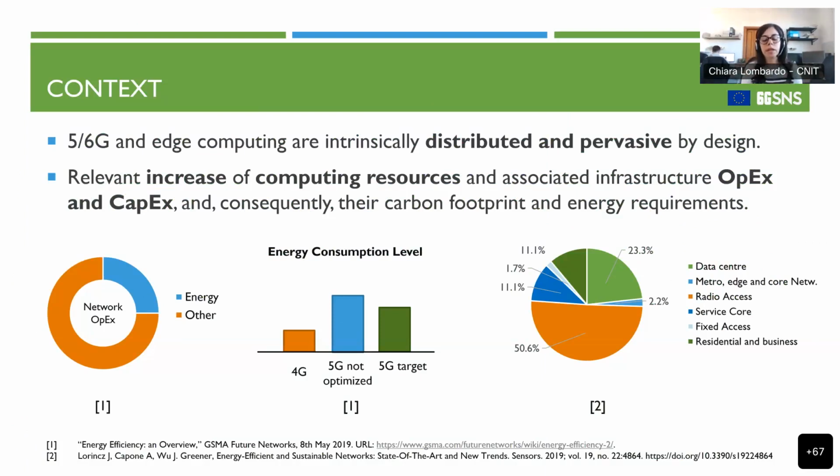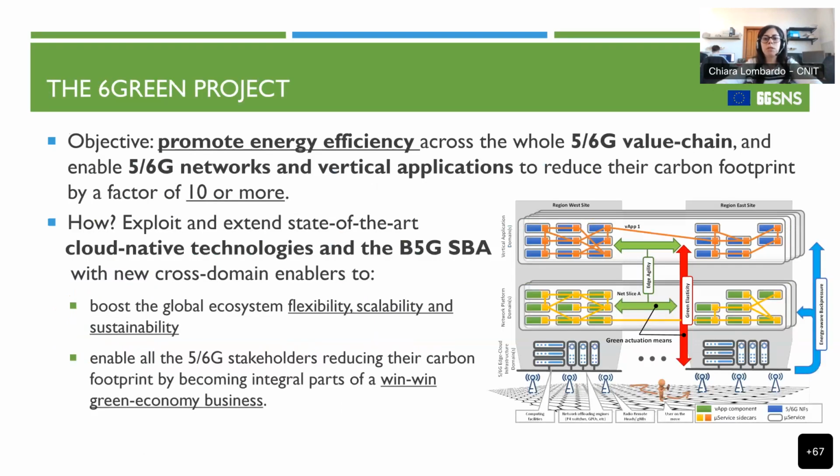It means that the computing resources will increase, and as a result, so will operating and capital expenses, and as a consequence, the carbon footprints and the energy requirements of these technologies. In this context, the main objective of the 6Green project is the promotion of energy efficiency across the whole 5G-6G value chain. The final goal is to enable all the technologies, from the infrastructure up to the vertical application, to contribute to the reduction of the ecosystem carbon footprint by a factor of 10 or more.